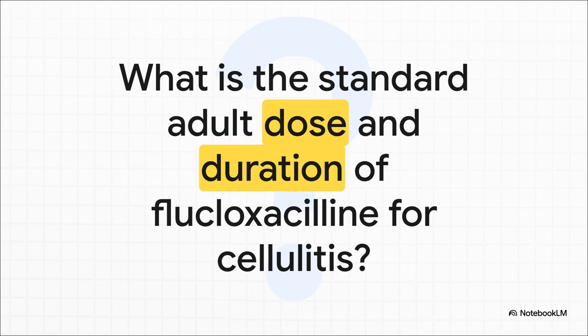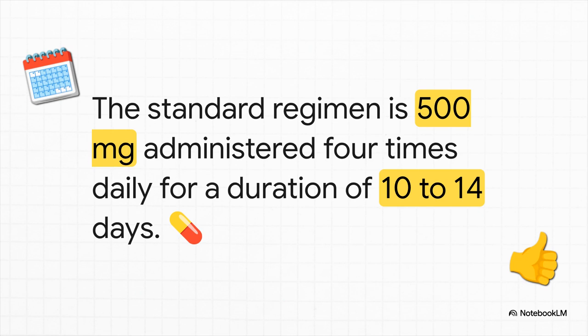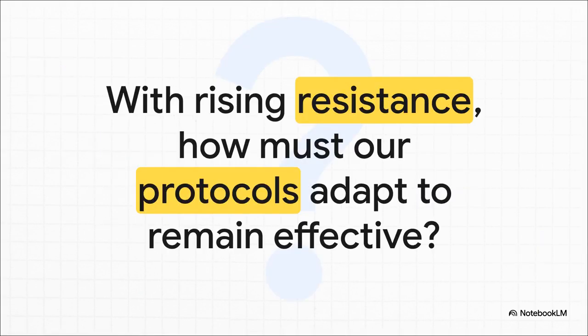Okay, last one, a real bread and butter clinical question. You're treating a superficial ulcer with some local cellulitis using flucloxacillin. What's the standard adult dose, frequency, and duration you're going to write on that script? The standard answer here is 500 milligrams 4 times a day, and you're going to run that for 10 to 14 days. That regimen is designed to keep the drug levels consistently high enough to wipe out the usual suspects, your staph and strep.